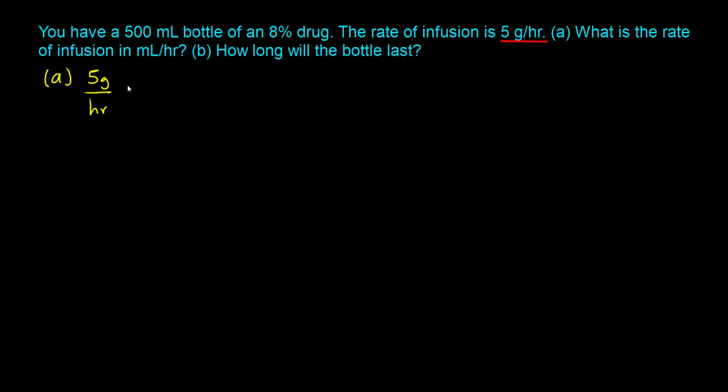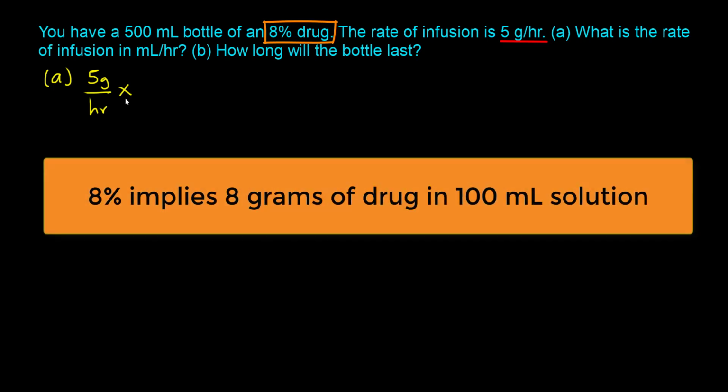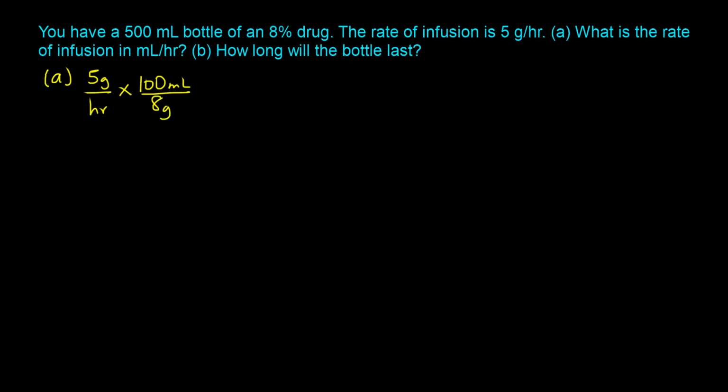And now we need a conversion factor to get us to milliliters per hour. And that information comes from the percentage strength. So we have an 8% drug solution. And the 8% implies that you have 8 grams of drug in every 100 milliliters of solution. So now we can make use of that information and state that in every 100 milliliters of solution, you have 8 grams of drug. So now the grams cancel out.